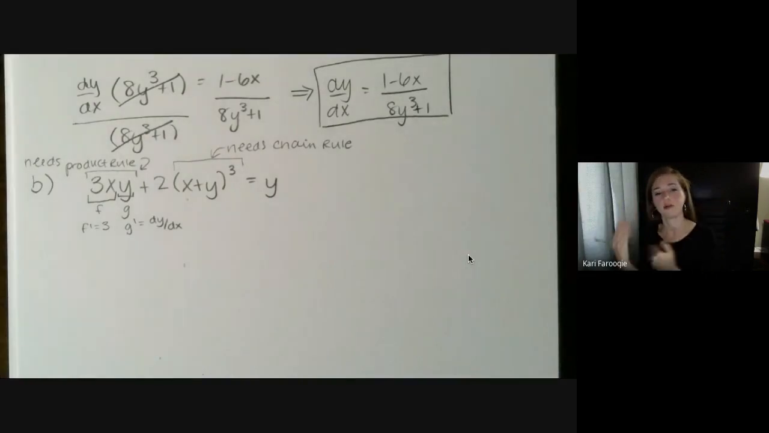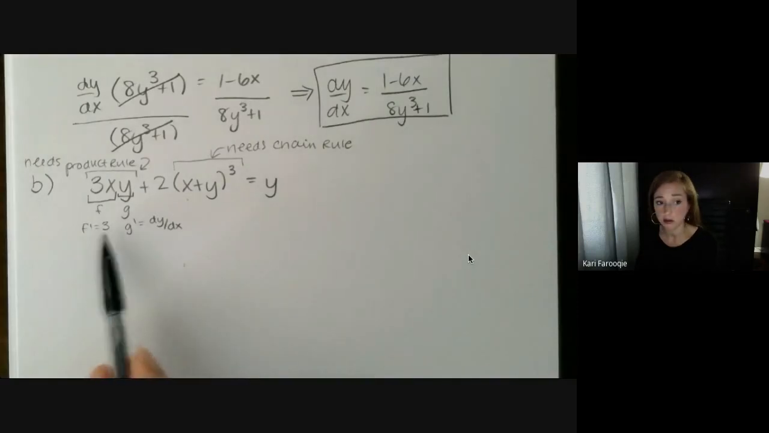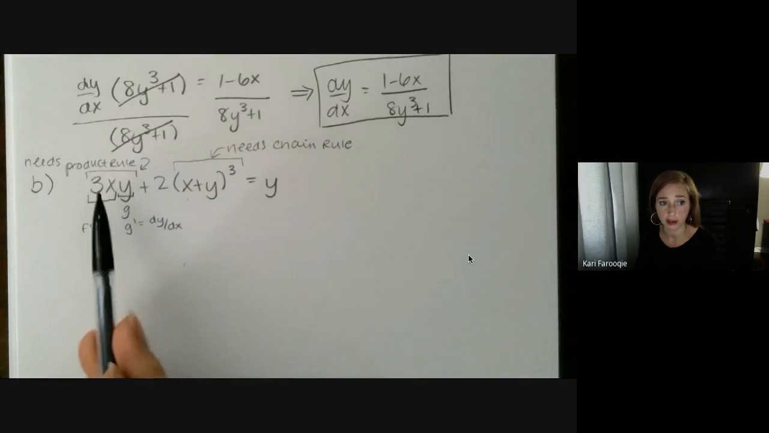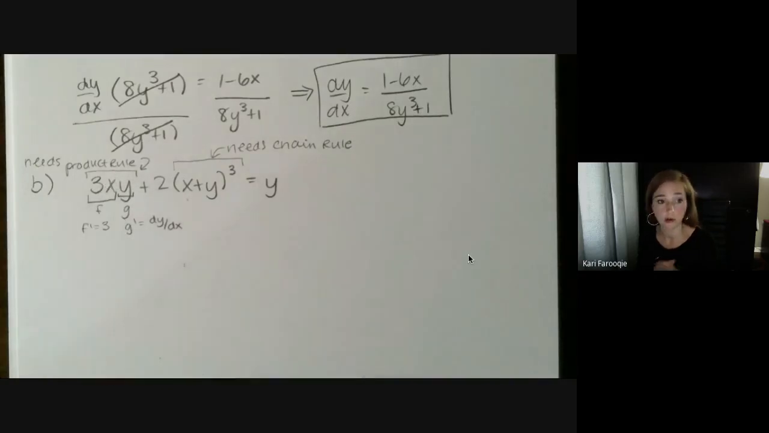So 1 dy dx, since you're taking the derivative of y with respect to x. But notice that for f prime, we didn't need to chain on the dy dx because we already were dealing with the variable x in that factor. We were taking the derivative of 3x. It didn't have a y in it. So let's go ahead and use the product rule for the first term and then focus on using the chain rule for the second.